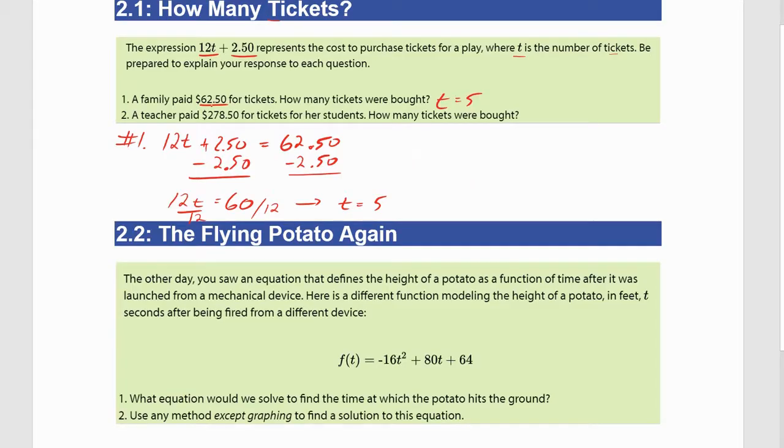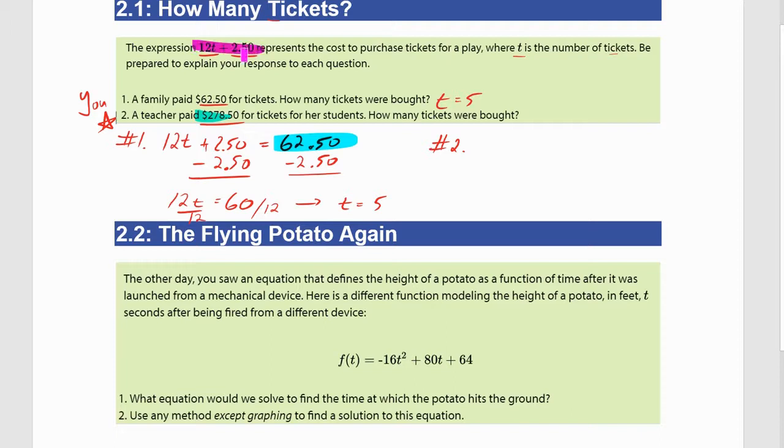Okay. Number 2, a teacher ended up paying $278.50. And I want you to do that one. Hint, it's very much just like number 1, except your total number is going to be different. So this number is going to be different for you. Okay, so that's your hint. You're still going to be using that setup.